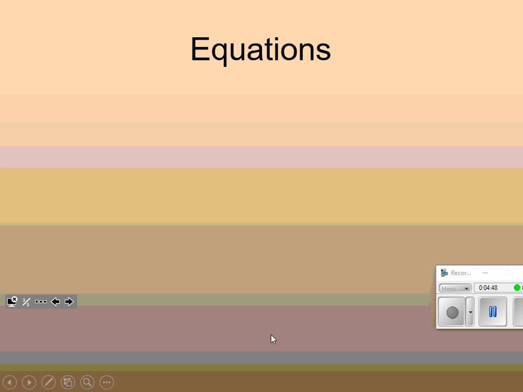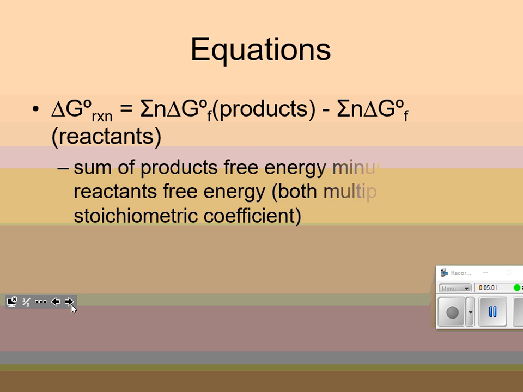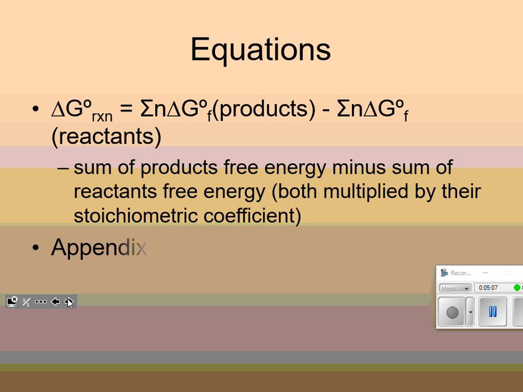Those aren't the only equations that we need to be aware of when dealing with Gibbs free energy. The simplest one by far is the same that you've seen for enthalpy and entropy. The sum of the products minus the sum of the reactants. And I don't think you need to write all this down, but remember to multiply by these stoichiometric coefficients. And if you haven't done the WebAssign yet, Appendix 3 in our textbook has all those values.